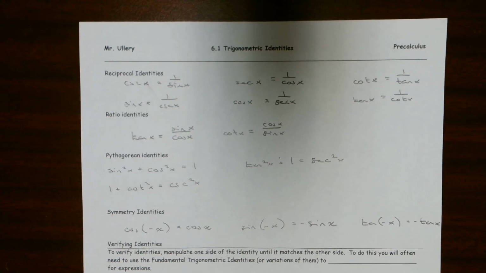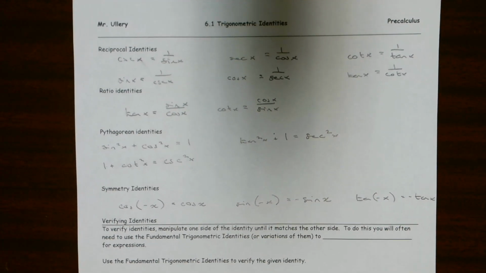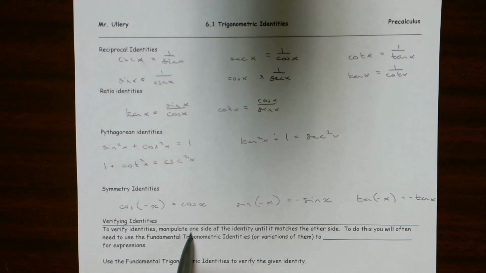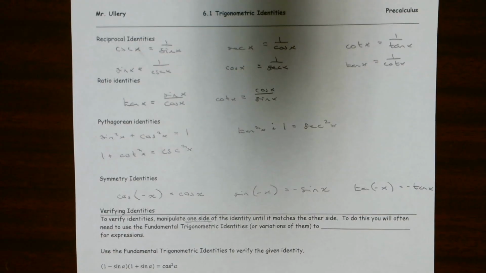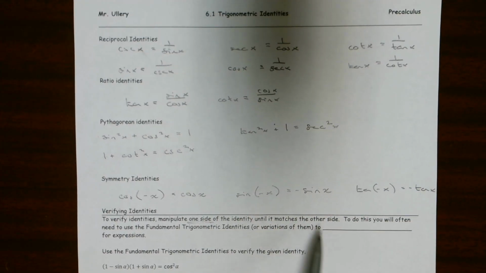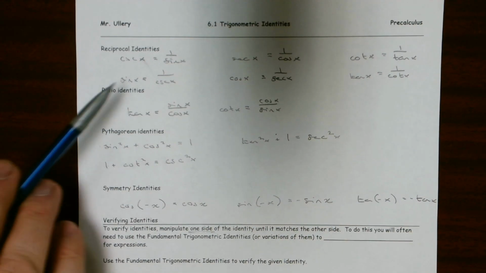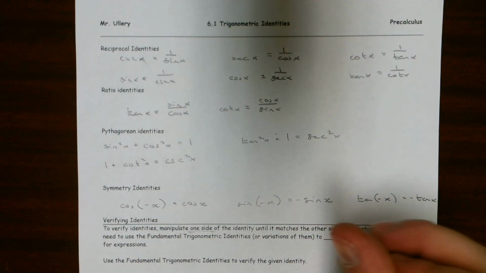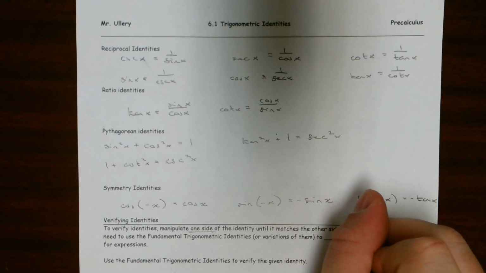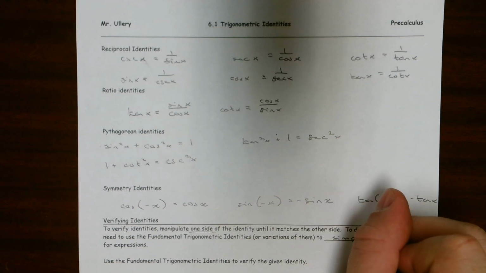Okay, so let's dive right into some verifying identities. Now, it's important to understand that when we verify, we're only going to manipulate one side of the identity until it matches the other side. To do this, we'll often use all these identities up here, or variations of them, to simplify expressions.